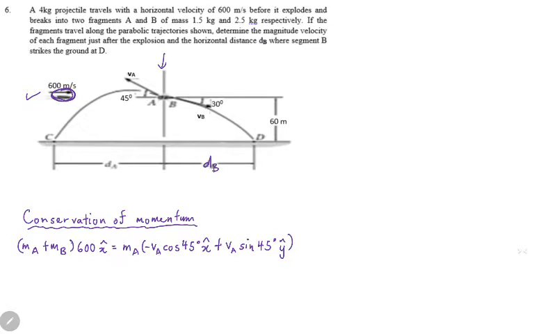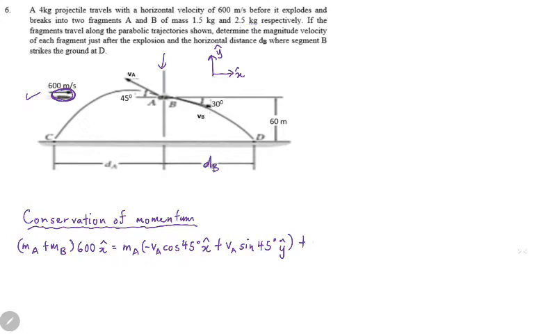As you can see, I have put negative for the x direction because, based on the coordinate system, if we assume that y is positive this way and x is positive to the right, the x direction is negative here. And y is positive because it's moving upwards.